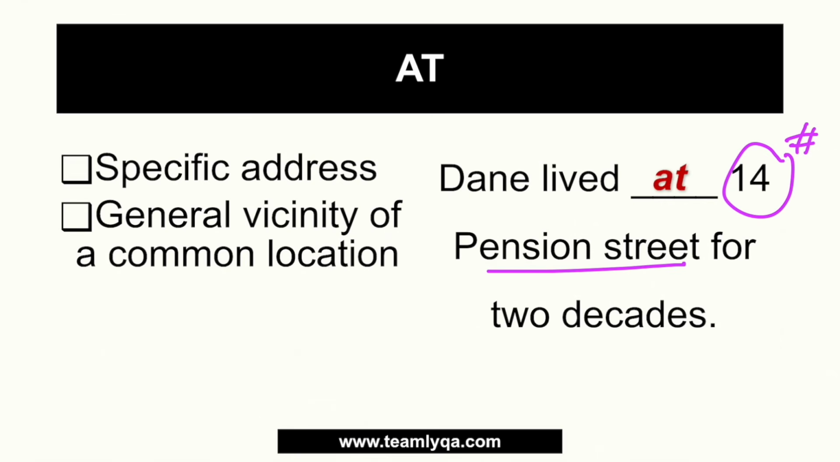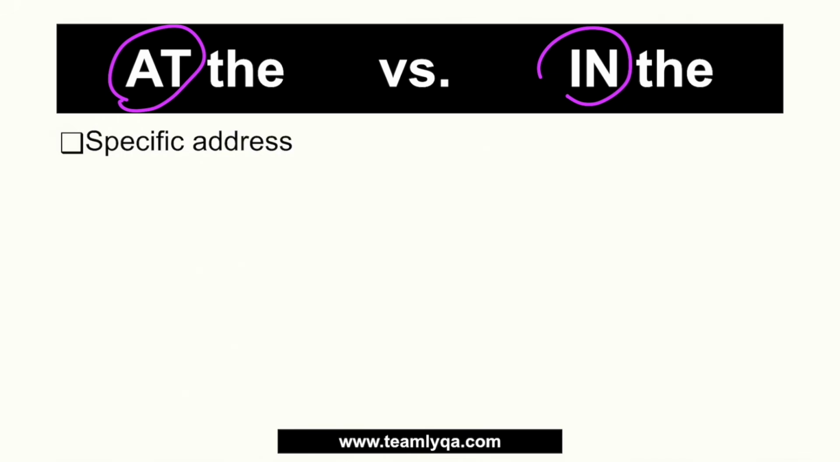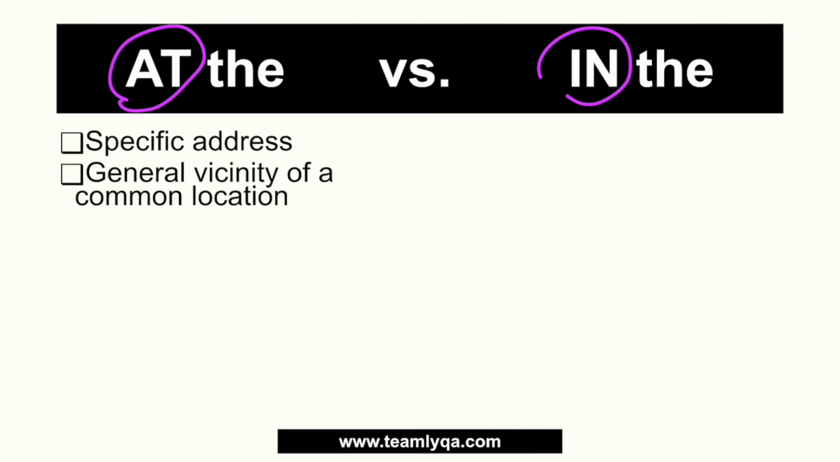Okay? Now, there's a bit of confusion dito, which I really wanted to emphasize. Kailan gagamitin yung at the at saka yung in the? Kasi both of them can sound right or can actually work for certain situations. Now, again, balikan natin yung ibig sabihin muna nung at saka nung in. Okay? Sa at, you use it for a specific address. Again, kung may house number, may building number, at. You also use it for the general vicinity of a common location. So, again, kung puntahin yung lugar.